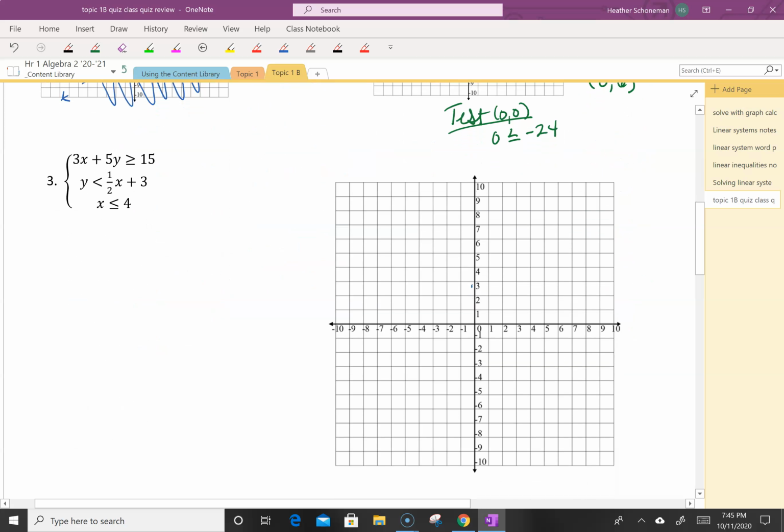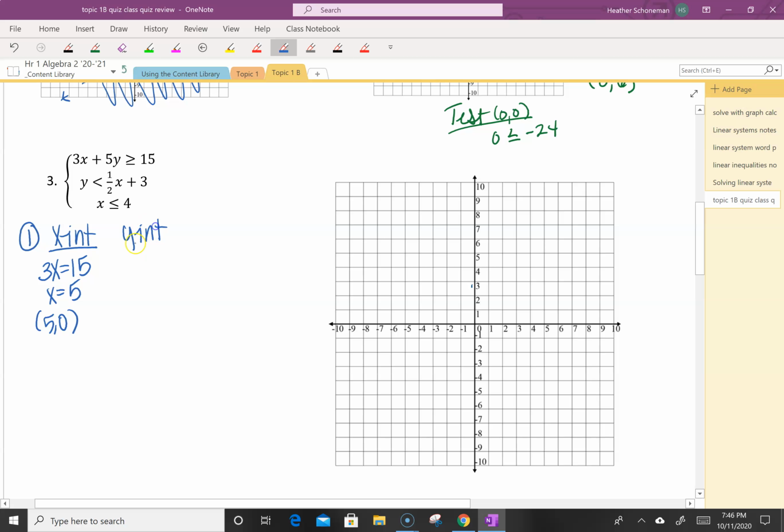All right, let's try this again on number 3. Now we have a system of inequalities. The first equation is in standard form, so I need to find my x-intercept, which is when y goes away. So I get 3x equals 15, so x is 5. So my x-intercept is (5, 0).